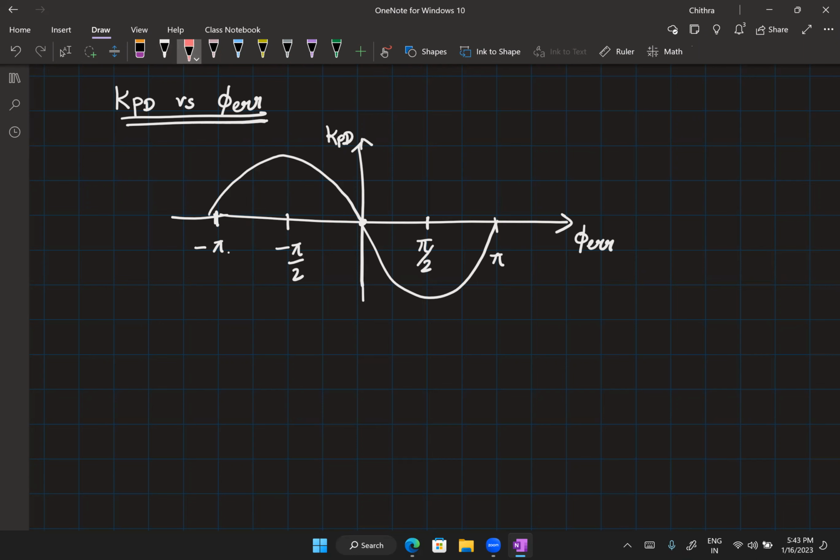So again, if we are limiting our operation region to 0 to pi, we are in this region where the KPD is negative throughout, because we want the slope to be negative throughout. And you'll also see that the maximum gain is around our locking point, pi by 2, which is usually a good thing.